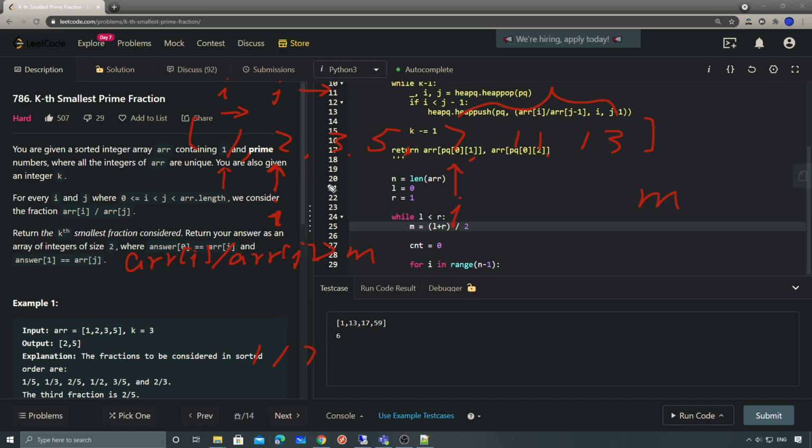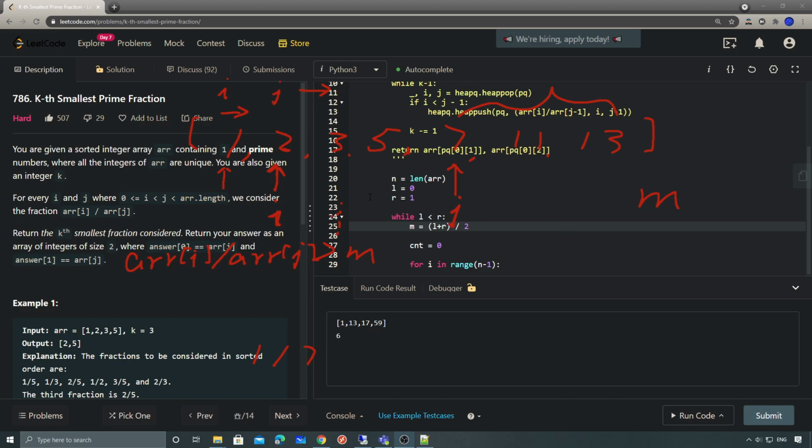So for 2, we need to count the pairs whose array I equals 2, how many of those pairs are smaller than M. But since it's sorted, we don't have to recount J's. We don't need to move J back to 3. We can simply start from where it was before. And why is that?